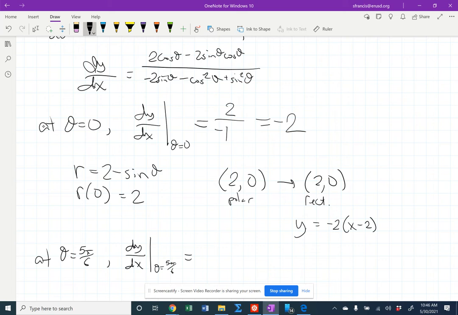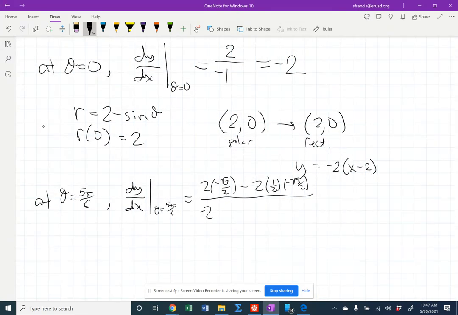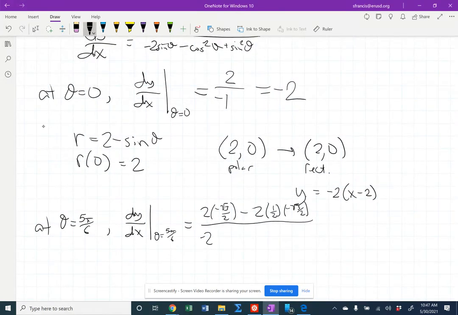5 pi over 6 is in the second quadrant, so cosine is going to be negative, and the reference angle is pi over 6, so it's going to be negative root 3 over 2. So 2 times negative root 3 over 2, minus 2 times sine, which in the second quadrant is positive, so it's 1/2, and then negative root 3 over 2 here as well. And so this is going to be negative 2 for sine, so times a half, minus the quantity negative root 3 over 2 squared, plus the 1/2 squared.